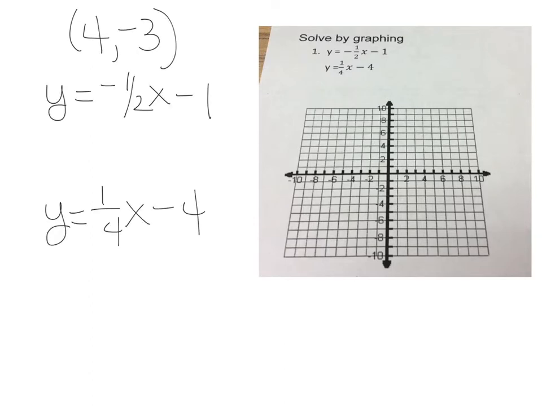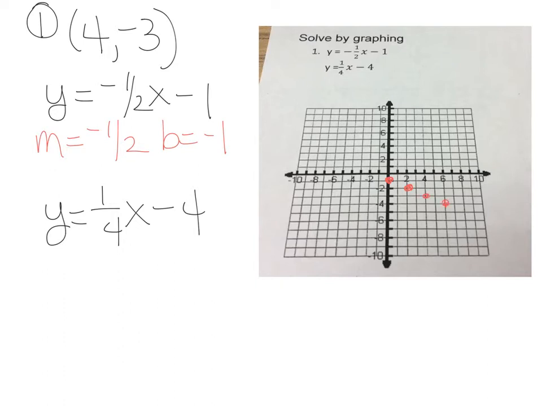All right, so for problem number 1, both of the equations are already in slope-intercept form. In the first equation, the slope is -1/2 and b is -1. So when I go to graph it, I'm going to put a point on -1 on the y-axis, and then my slope is -1/2, which means the rise is -1 and the run is 2. So from my y-intercept, I'm going to go down 1, right 2, down 1, right 2.